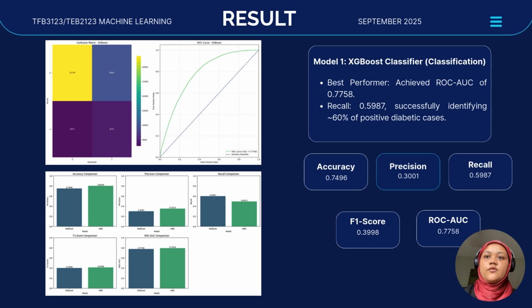Now, let's look at the results for our classification model, specifically focusing on XGBoost, which was our best performer. As you can see in the chart, XGBoost achieved an accuracy of roughly 75%. However, the most important metric here is the ROC AUC score, where XGBoost achieved 0.7758, indicating a strong ability to distinguish between diabetic and non-diabetic patients. You might notice that our precision is lower at roughly 0.3. This was a deliberate trade-off. By accepting more false alarms, we were able to achieve a recall of roughly 0.6.